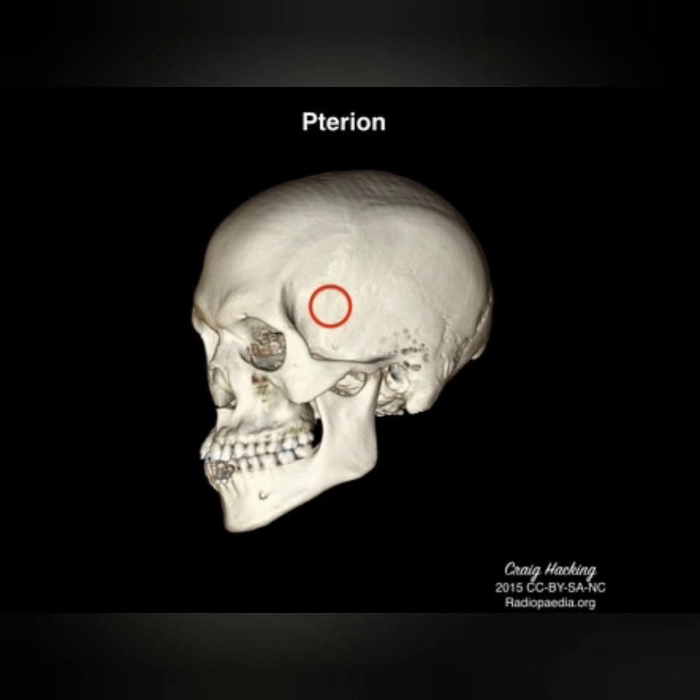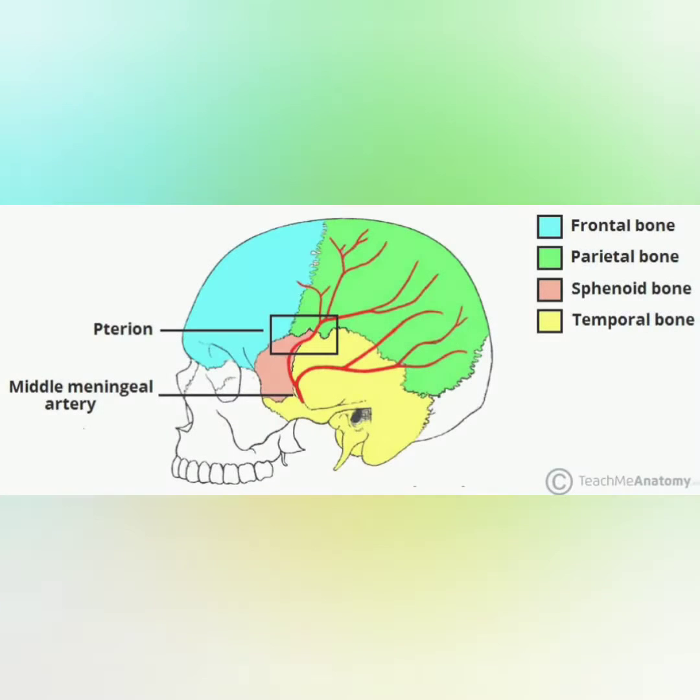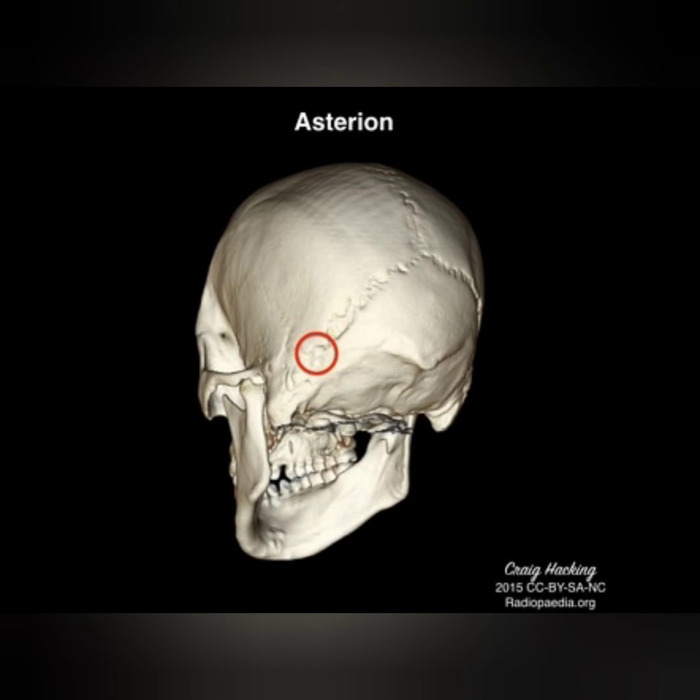Next one is the pterion, which is the area in the temporal fossa where 4 bones, that is frontal bone, parietal bone, temporal and sphenoid bone join to form an H-shaped suture. The anterior branch of the middle meningeal artery, middle meningeal vein and lateral sulcus of the cerebral hemisphere lie deep to the pterion. And here we have the asterion. It is the meeting point of parieto-mastoid, occipito-mastoid and lambdoid sutures.